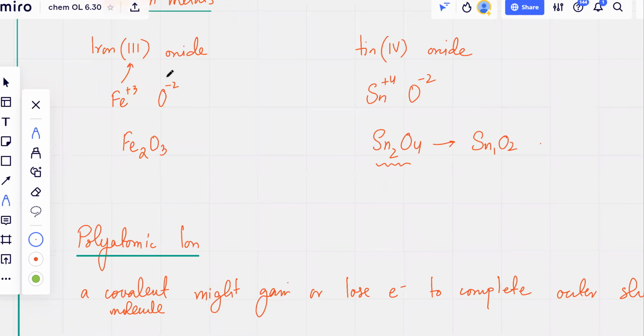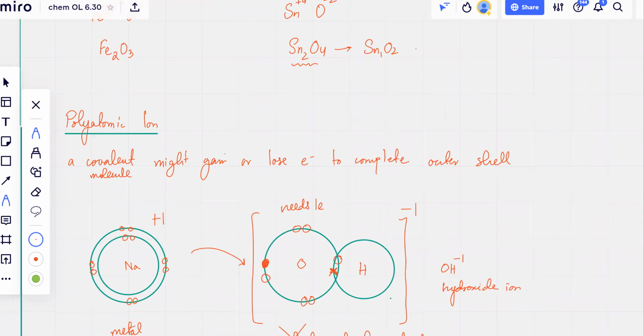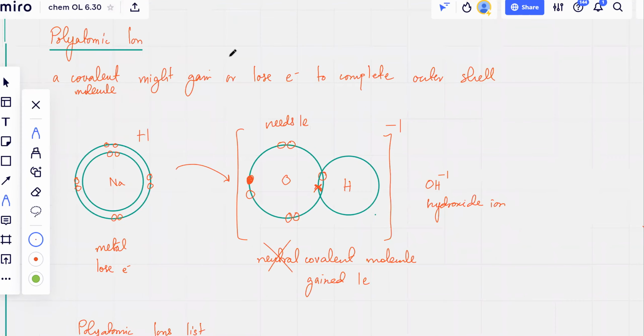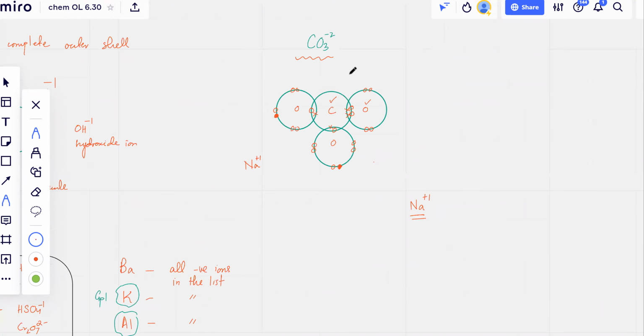And we did discuss polyatomic ions. I told you that sometimes there's a covalent molecule which might gain or lose electrons to complete its outer shell. So it's not just atoms that form ions, it's also molecules that end up forming ions. So I'm going to do another example.